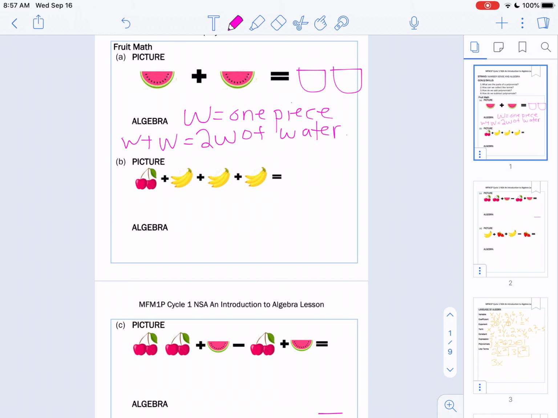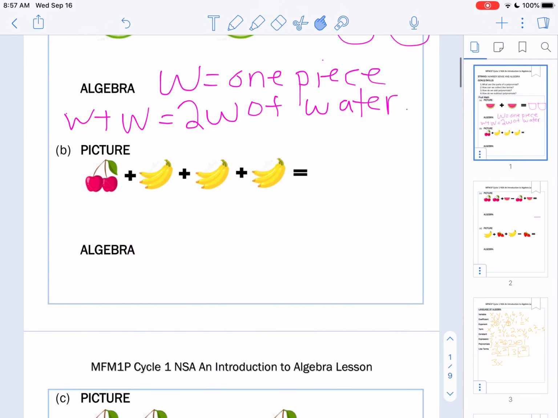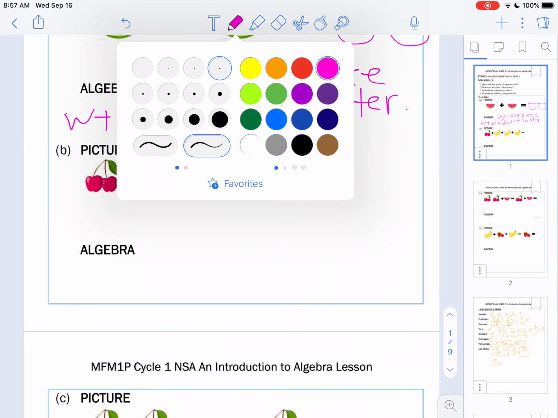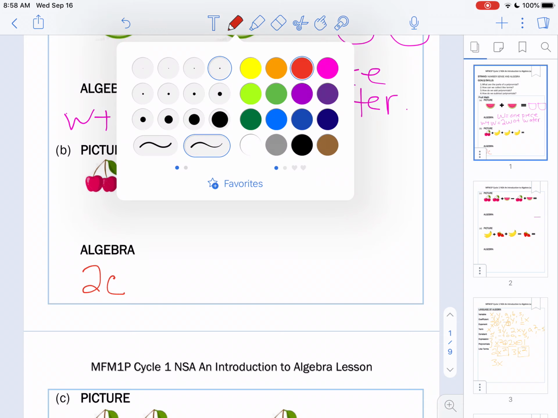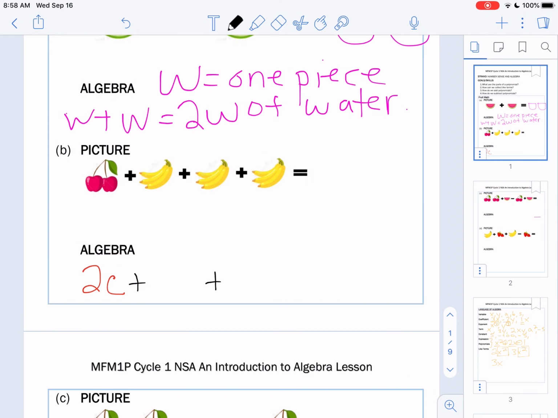The next picture, I've got a bunch of cherries and 3 bunches of bananas. So I'm going to let C represent an individual cherry and B represent an individual banana. So be careful this time when we're trying to set up the expression. We're going to have 2 cherries because we're talking about individual cherries. Plus we've got 3 bunches of bananas. So we're going to have 3 bananas and another 3 bananas and another 3 bananas. And that adds to a total of 9 bananas if you put them together.